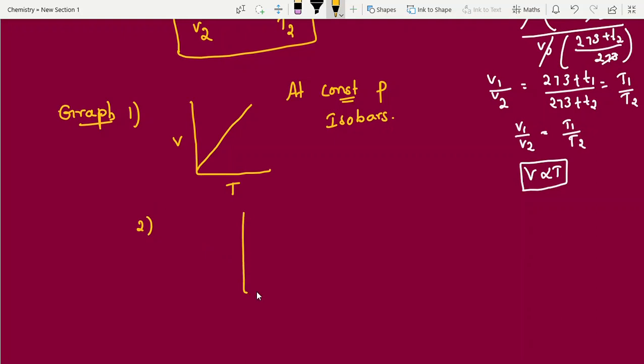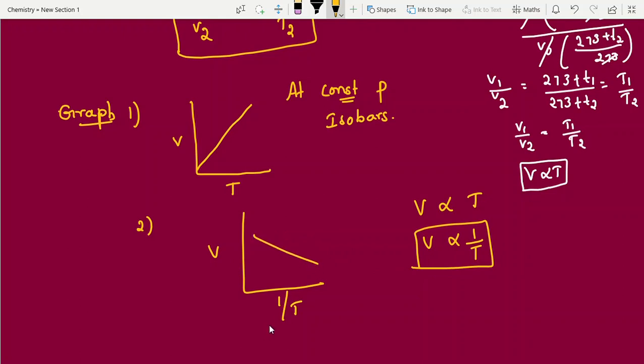Graph 2: volume versus 1 by T, they are asking. So can you write volume directly proportional to T? Now 1 by T means it is inversely proportional. So then what graph will you get? Like this you will get the graph. Next, one more graph.